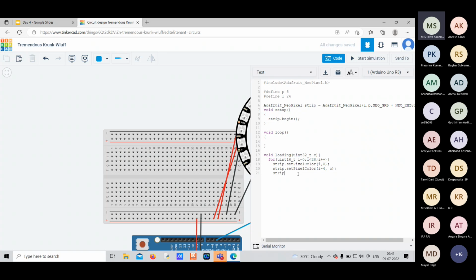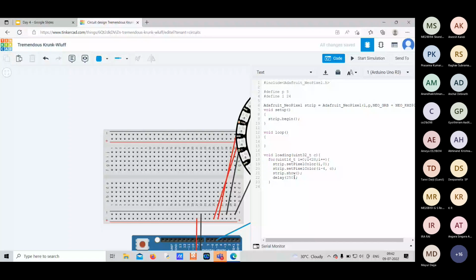Finally, strip dot show, so we're done with the changes. We're giving the show function. Finally, we'd also be giving the delay for the proper functioning of the Neopixel. Let's say it's 2. This needn't be 250 only, but if the delay is not given, the Neopixel won't work, because it's a characteristic of the Neopixel to take input of delay for its function.